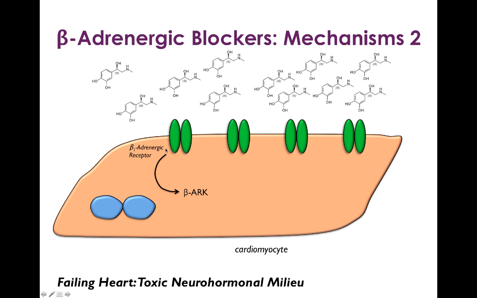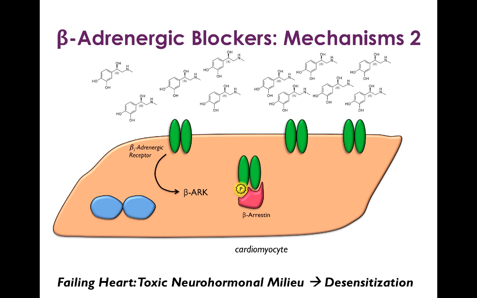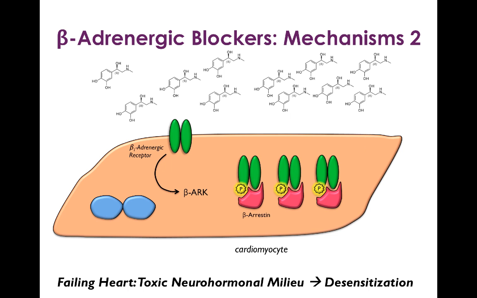And so what overstimulation of the beta-adrenergic receptor can lead to is stimulation of a protein called beta-adrenergic receptor kinase. That leads to phosphorylation of the beta-adrenergic receptor, which allows another protein called beta-arrestin to then bind to the beta-adrenergic receptor. What beta-arrestin does is pull the beta-adrenergic receptor off the cell surface membrane and in fact target it for degradation. So you pull a whole bunch of adrenergic receptors off the membrane, and what happens then is the cell is now desensitized to epinephrine.